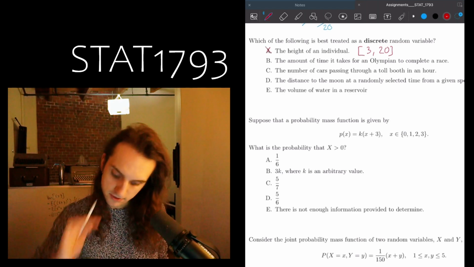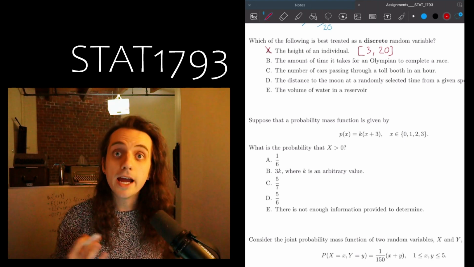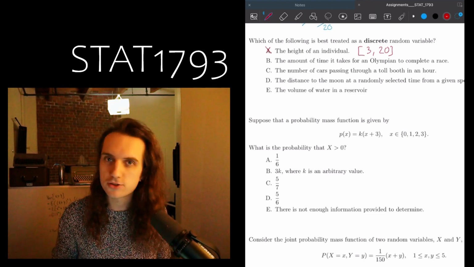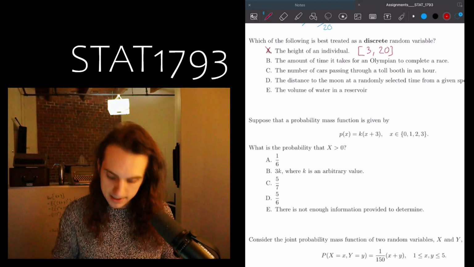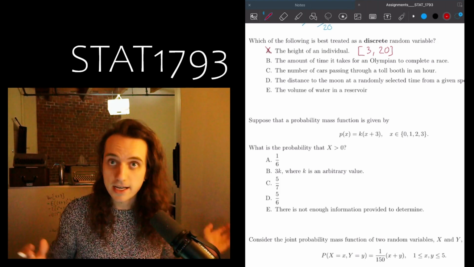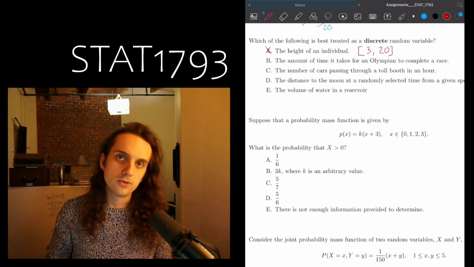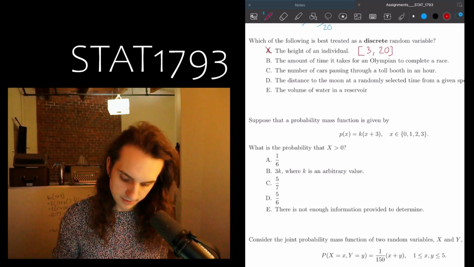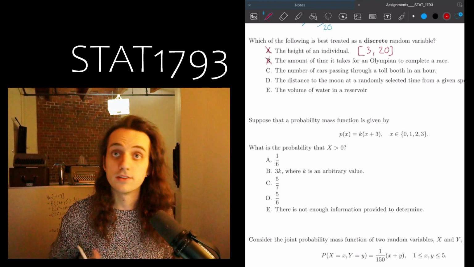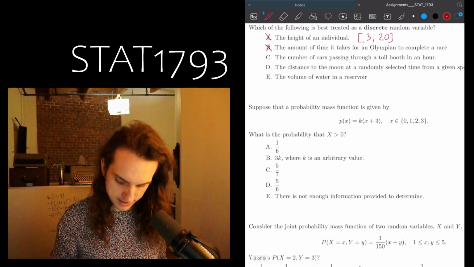The amount of time it takes for an Olympian to complete a race. Again, time is one of these things that we're always thinking we're measuring continuously, right? Because maybe it takes them 12 seconds to complete this race, or maybe it takes them 12.01 or 12.2379426, right? Whatever. So there's going to be sort of a continuous range of values that can be taken on.